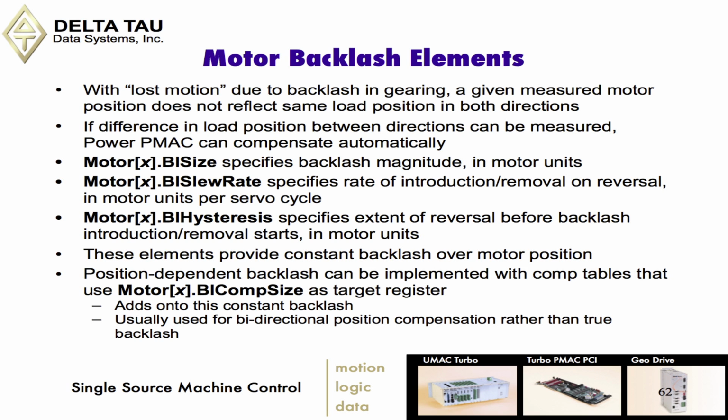We have motor backlash elements for a motor. We have backlash size, which specifies the amount of backlash in motor units. We have a backlash slew rate that specifies how quickly we'll bring in the backlash on reversal. And then there's also a backlash hysteresis. It specifies how much of a reversal we have to have before backlash kicks in, so that if you're sitting on a point where there's a slight amount of position change, you won't sit there and buzz, vibrate on a point with backlash enabled.